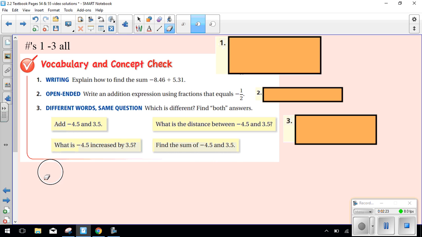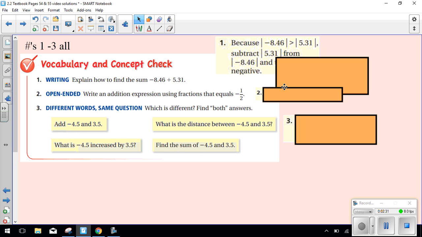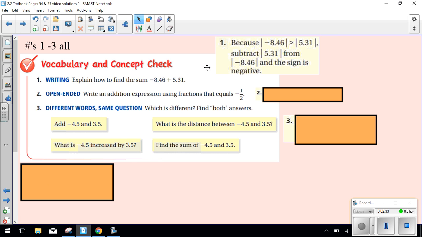Well, congratulations, you just explained how to do number one. The process is the same. It's just the numbers are decimals now. So this is just a little more wordy.